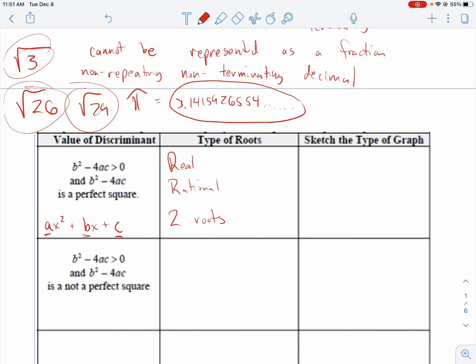If you think about it, if that b squared minus 4ac is the square root of 16, well, you're going to have plus or minus 4. You're going to have two different roots. Now if this was like 3 over 2, again, you would get a number that could be represented as a fraction. So anytime you get a perfect square underneath that radical, you're getting a rational number, and you're also getting two roots.